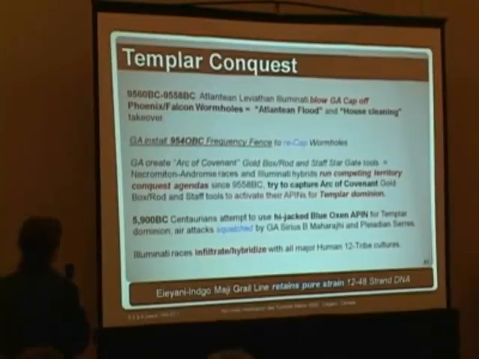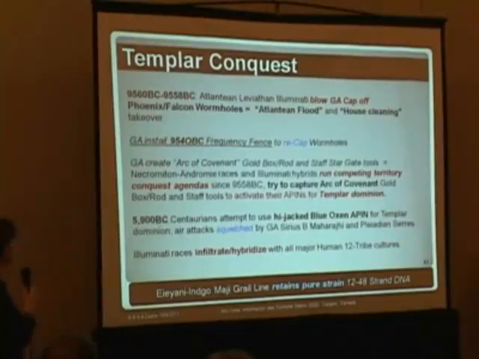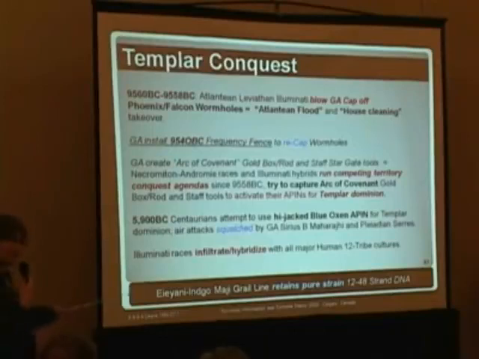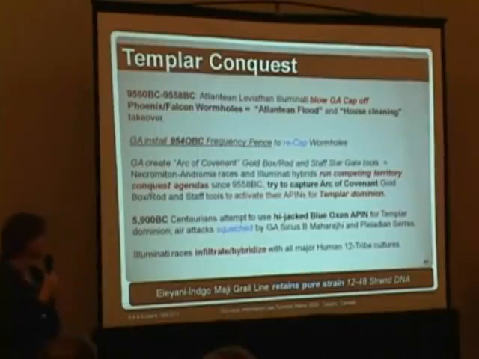Okay. In 5900 BC, the Centurions attempt to use the hijacked Blue Oxen APIN for Templar Dominion. Air attacks are squelched by the GA Series B Maharaji and the Palladian series. The Illuminati races infiltrate and hybridize with all human major 12 tribes. But the Iani Indigo Maji Grail line retains pure strain 12 to 48 strand DNA.